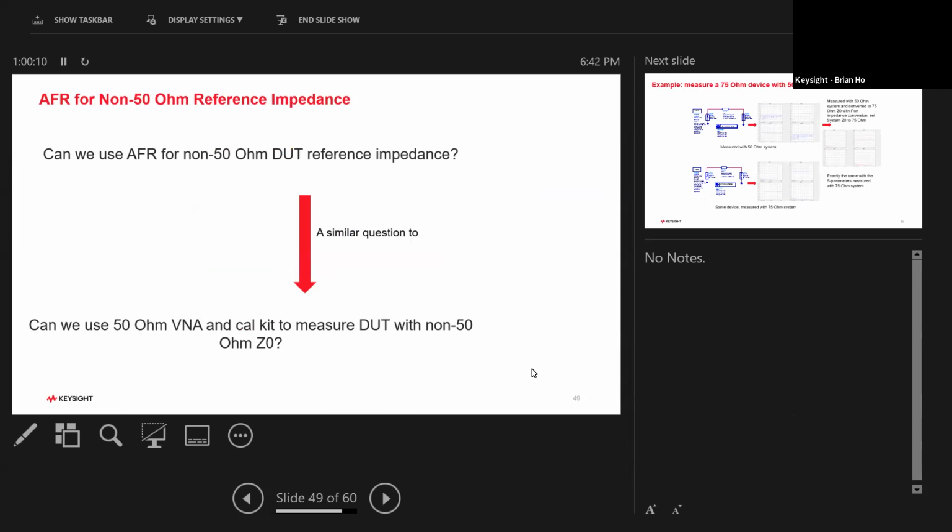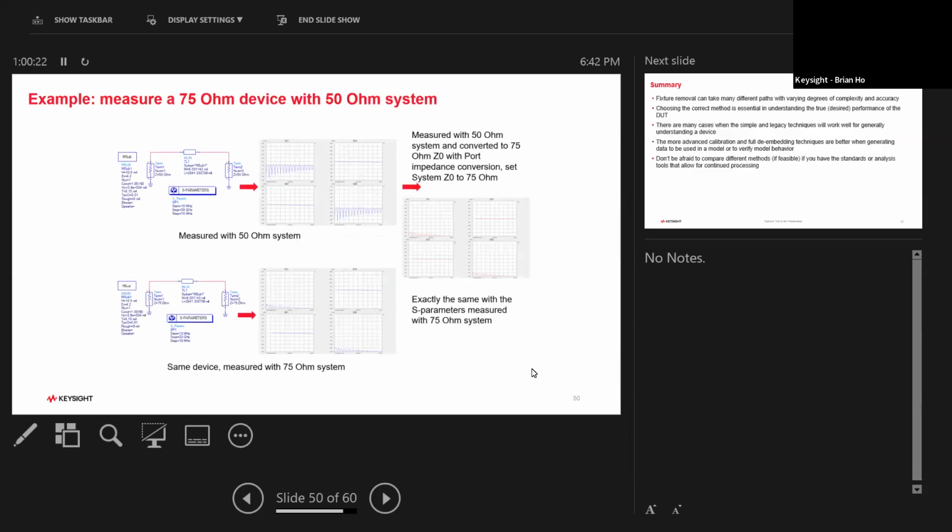One of the questions people ask is, how about if the impedance is off? What if I'm using a 50 ohm system and then the system is 75? Well, it's not that hard. It's just a different way to see it. Can we use a 50 ohm VNA to measure a DUT at non-50 ohms? Yes, we can. Internally, it takes care of itself. So it's not a problem of if, it's just making sure you have the right setting set and know what your impedance is, and it can shift the impedance for you.